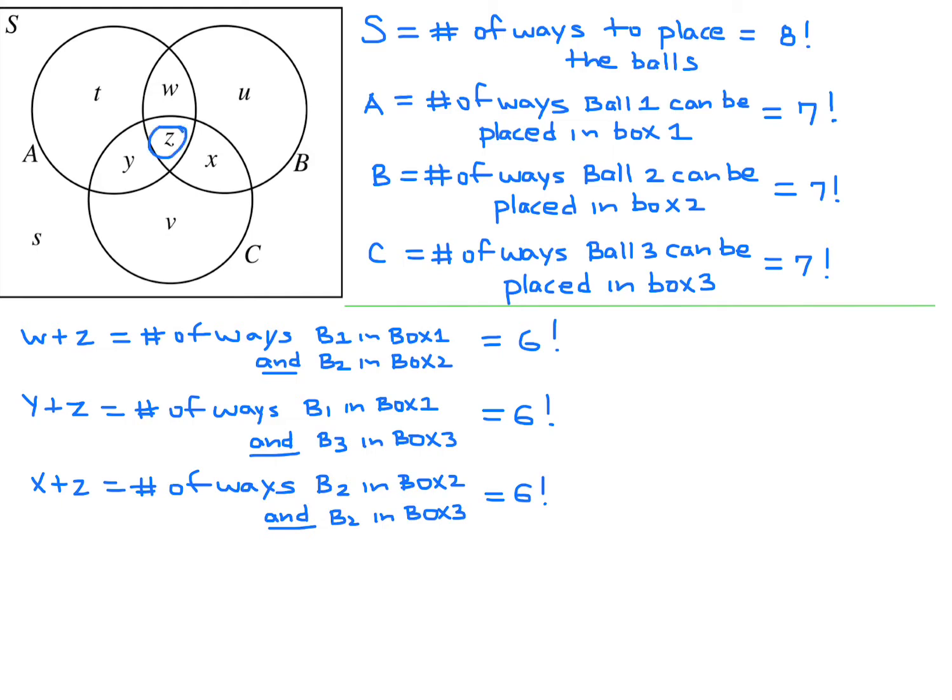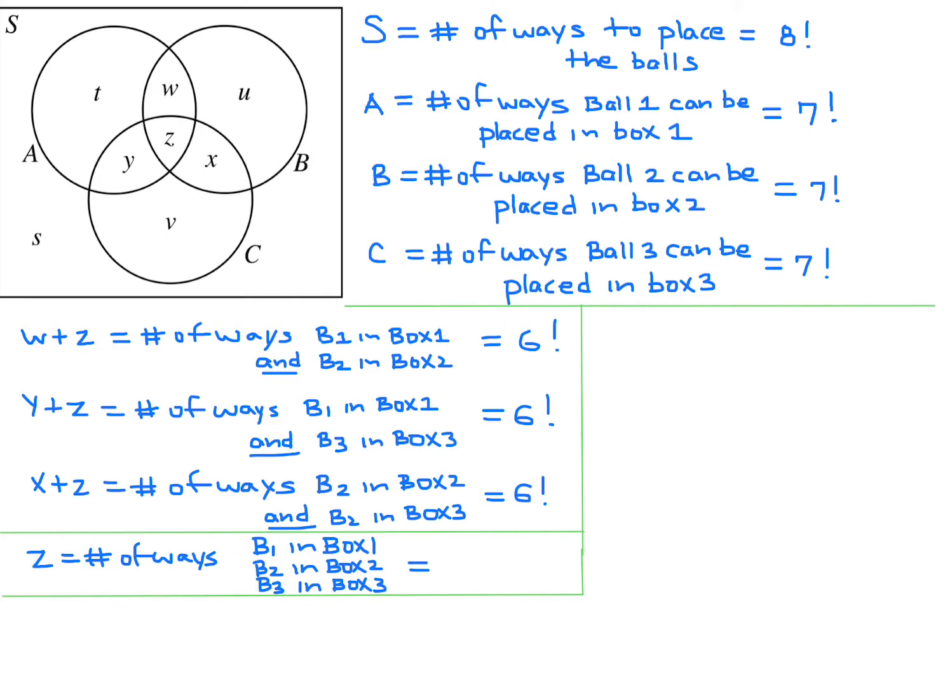Now we have one little guy left, and that's Z. And Z needs to be considered, cannot be ignored. And Z basically represents the situation where you have ball 1 in box 1 and ball 2 in box 2 and ball 3 in box 3. So Z is the number of ways. Okay, we need to figure that out. Can't just give you the number. So there's 8, right? We put 1, 2, and 3. So those are fixed. That's what Z is.